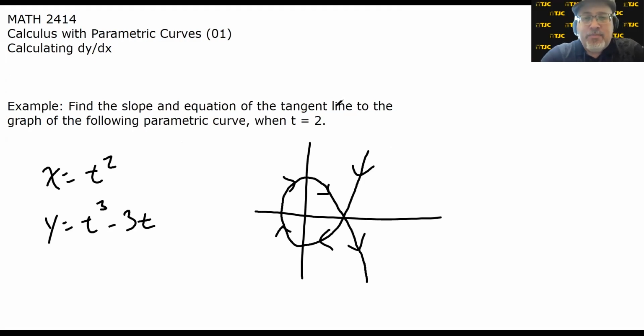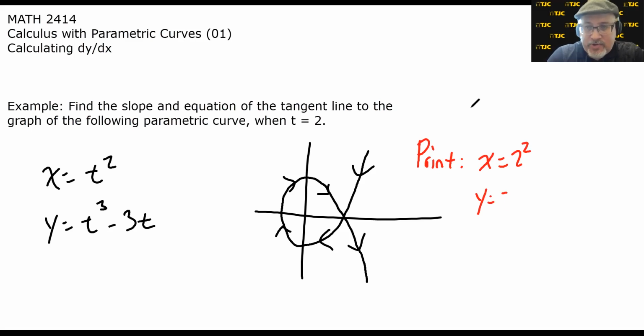But at some point on this parametric curve, t is equal to 2. Since we're looking for the equation of the tangent line, we're going to use point-slope form, which means we need a point. The point on the curve is the x and y we get when we let t equal 2. So x equals 2 squared and y equals 2 cubed minus 3 times 2. We get x is 4 and y is 8 minus 6, which is 2. So over here somewhere we have the point (4, 2).